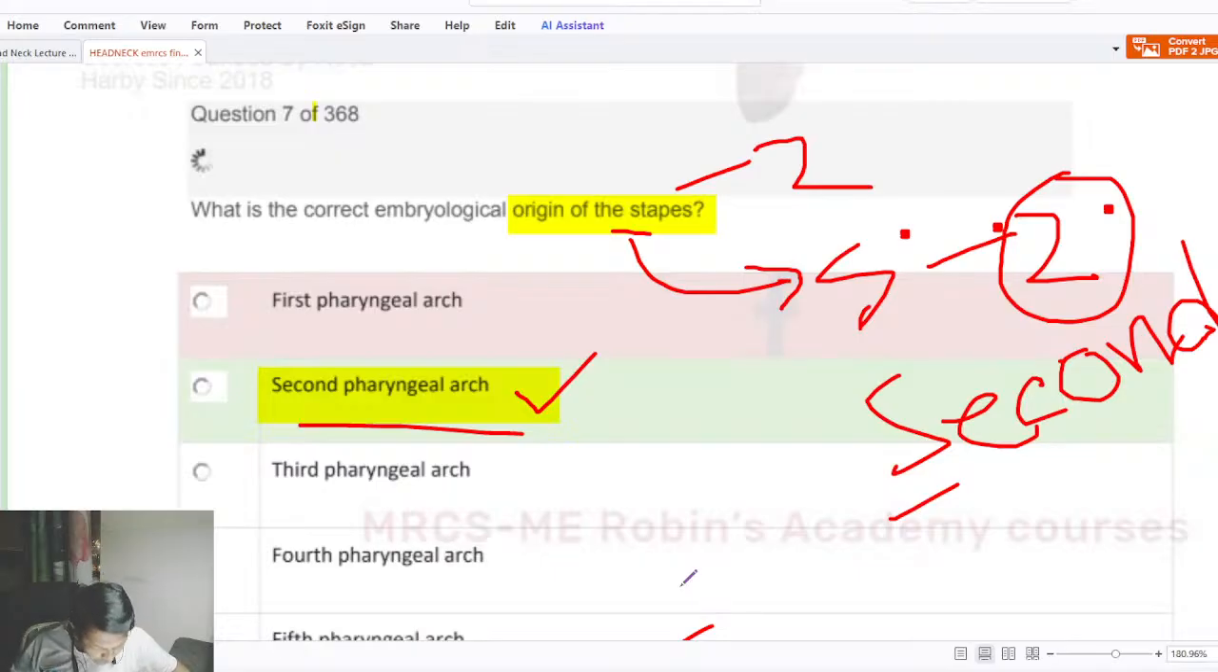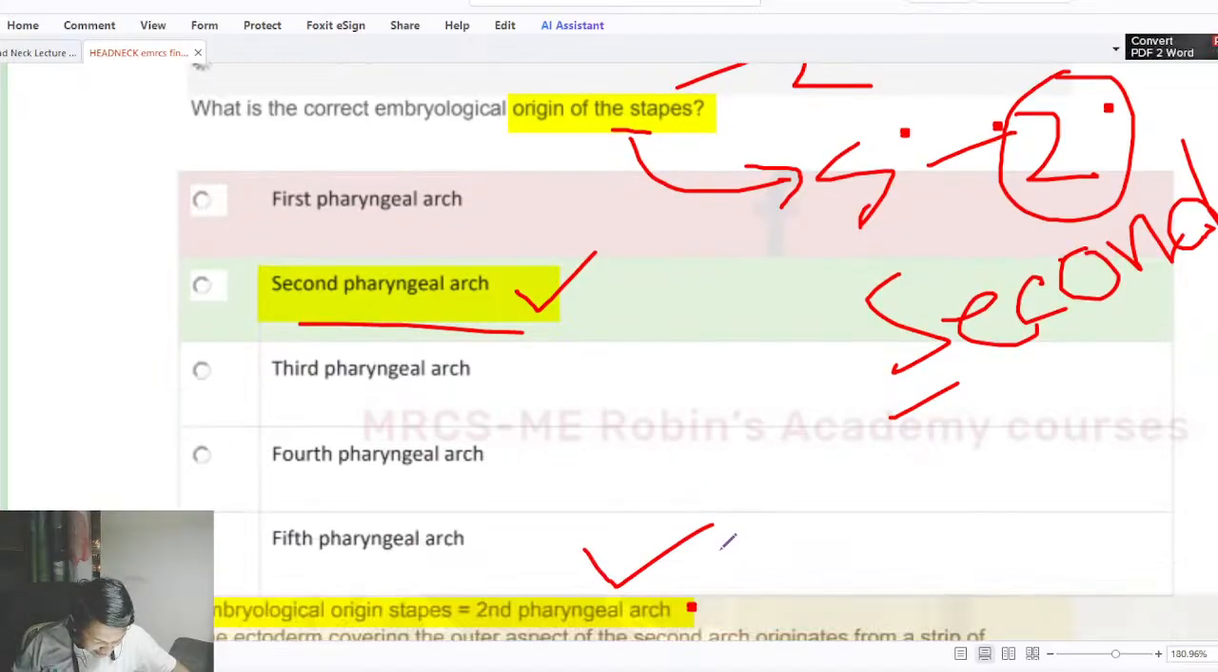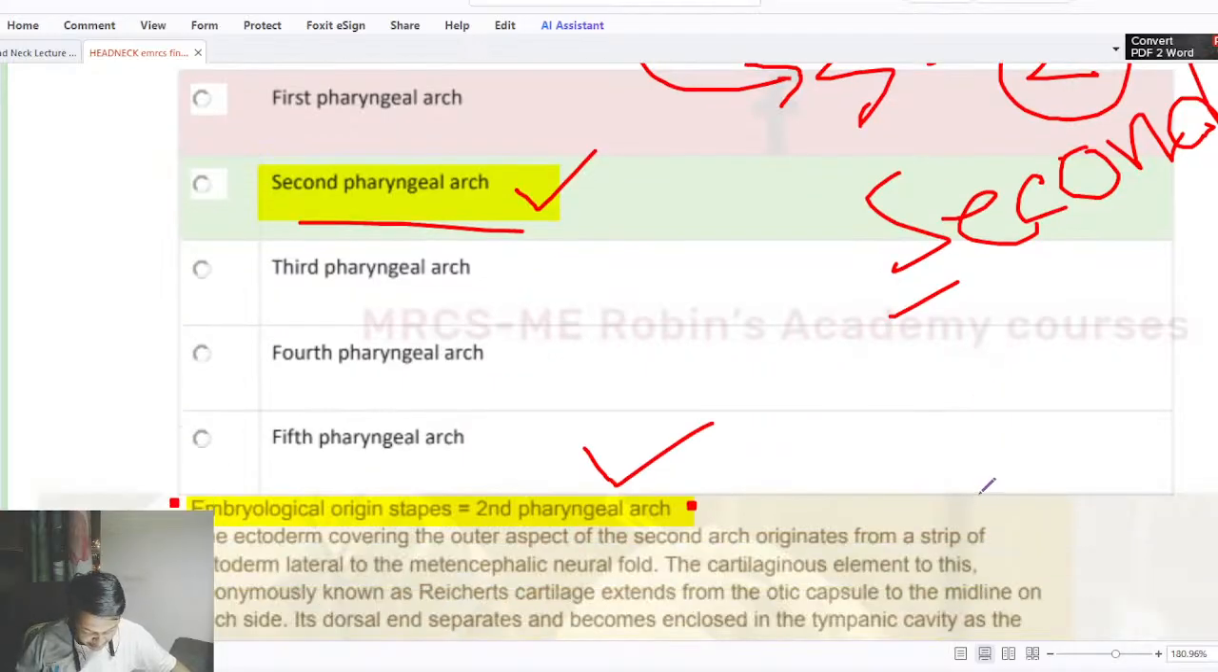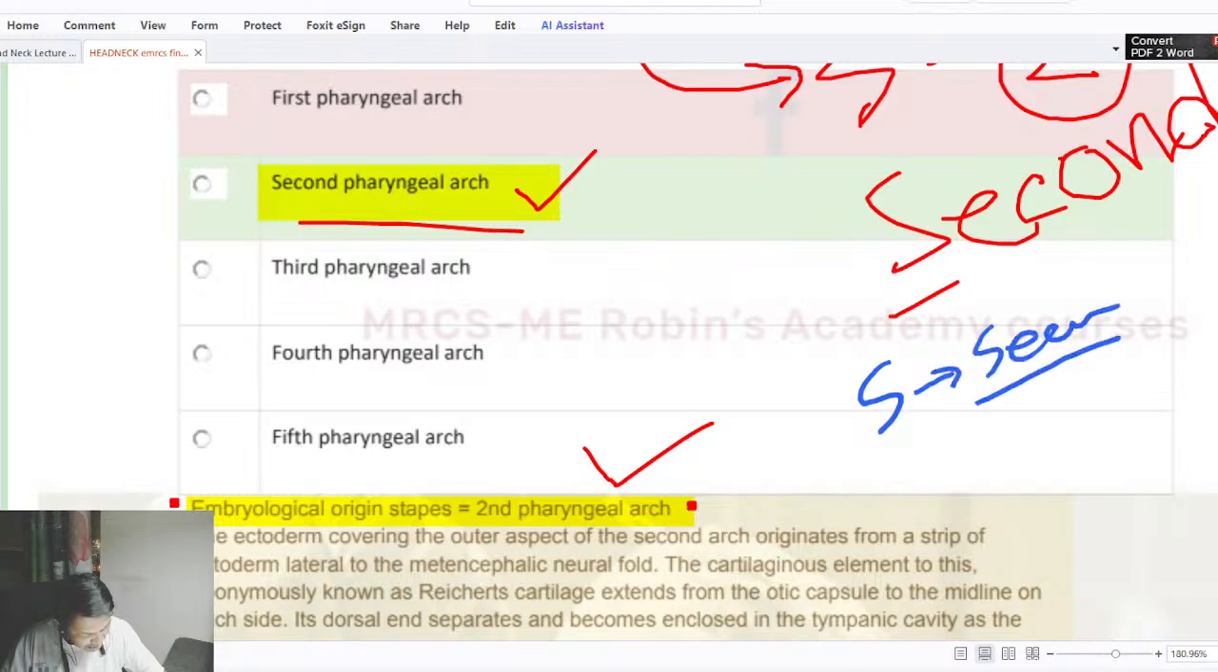Which is the correct embryological origin of the stapes? Second pharyngeal arch. There is no clue, nothing. You just have to read. Embryology, there is nothing to understand, only directly memorize. The embryological origin of the stapes is the second arch. I used to remember it like this: stapes is for second, S is for second. Most of the bones and structures starting with S arise from the second arch.